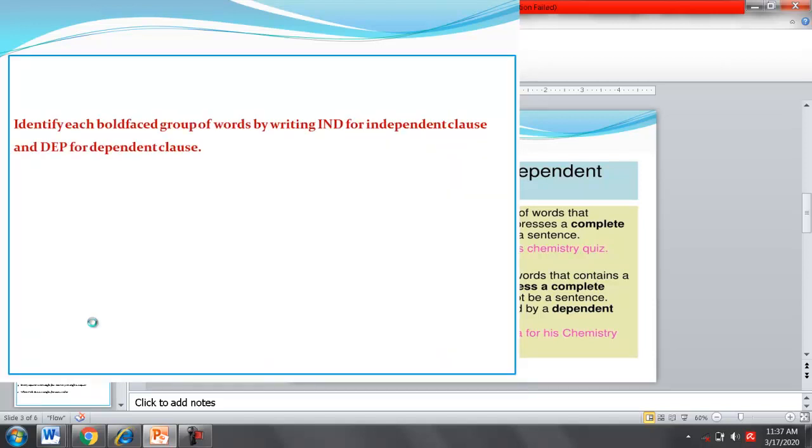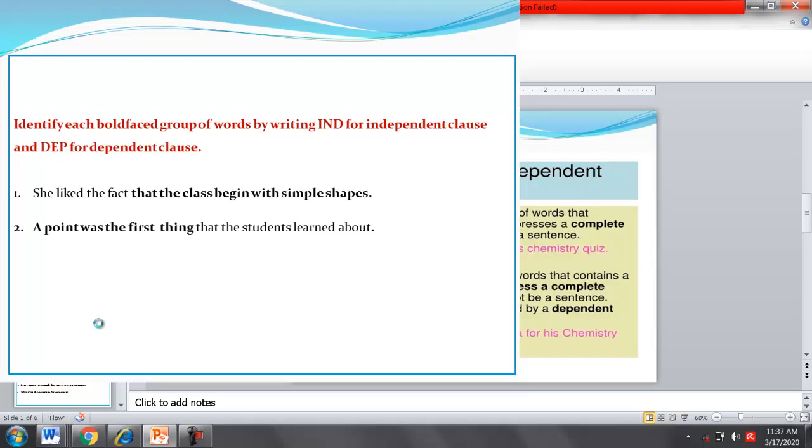Okay? Here we have the practice for this. Let's clear the idea more and more. The exercise says, identify each bolded group of words by writing IND for independent clause and DEP for dependent clause. This is sentence number 1. I have here: She liked the fact that the class began with simple shapes. Sentence 2.